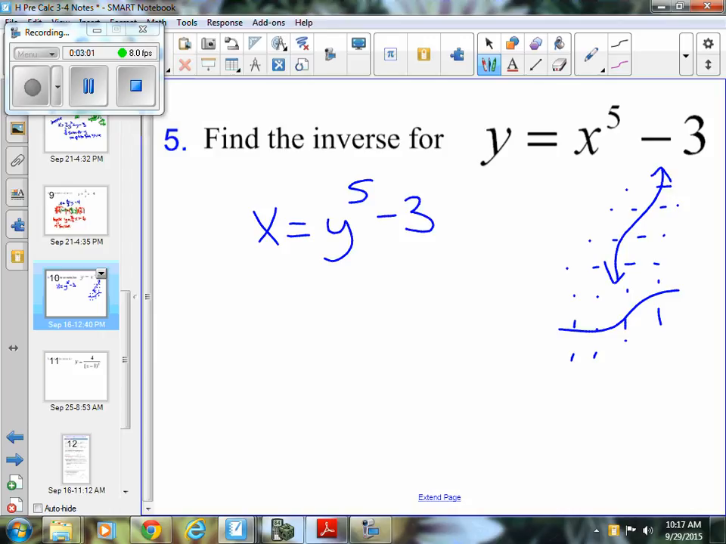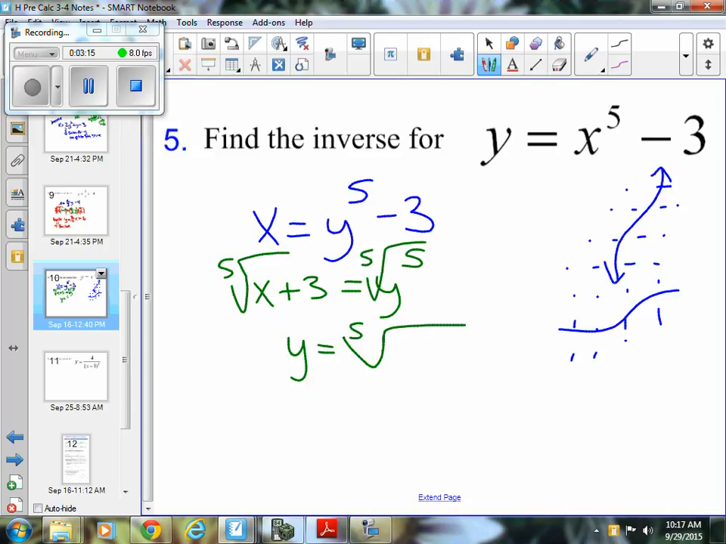And then again, that is the inverse. The blue is the inverse, but let's solve for y. Convenience again. So we add the 3. And then how do we undo raising something to the 5th? Well, we take the 5th root. So y equals the 5th root of x plus 3, sorry.